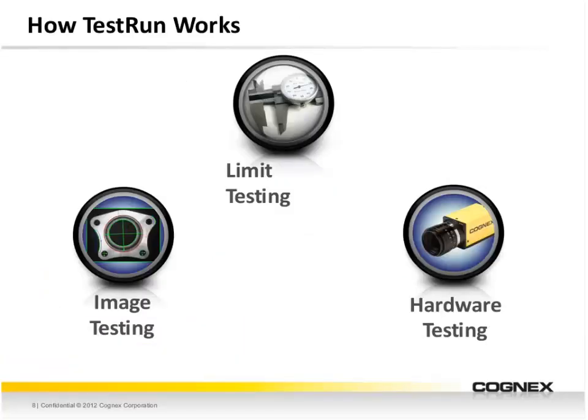So how does TestRun work? Well, it takes an image database and you identify good and bad images that it uses to compare the current job to. With that, you can set up different limit testing to identify different pass-fail conditions, and also hardware testing to make sure the camera hasn't moved.